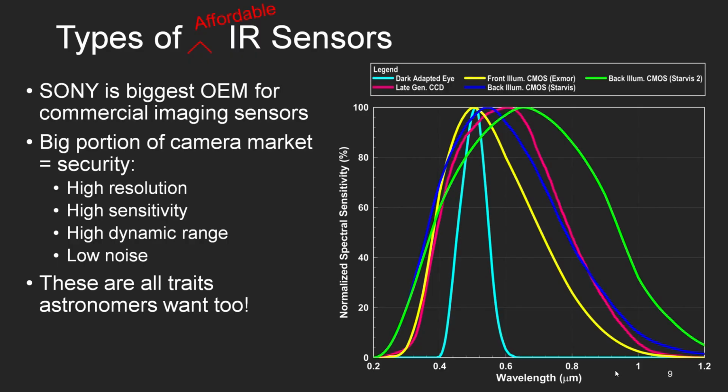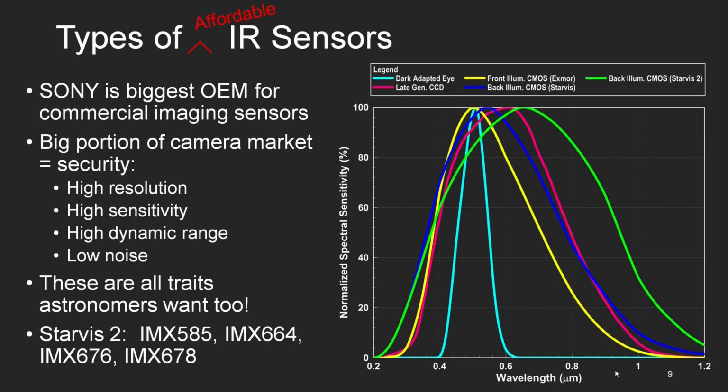The plot shows the spectral sensitivity for 3 different generations of Sony CMOS sensor. The yellow curve is for older front-side illuminated Exmor sensors. Blue for more recent backside illuminated Starvis sensors, and finally, the green curve is for the most recent generation of improved backside illuminated Starvis 2 sensors.